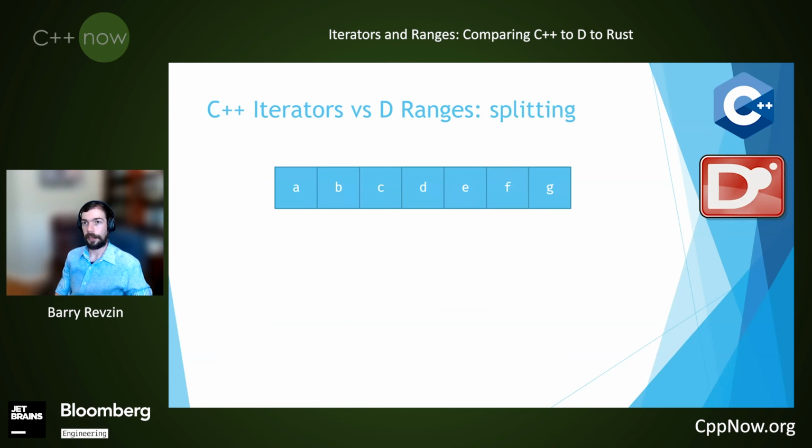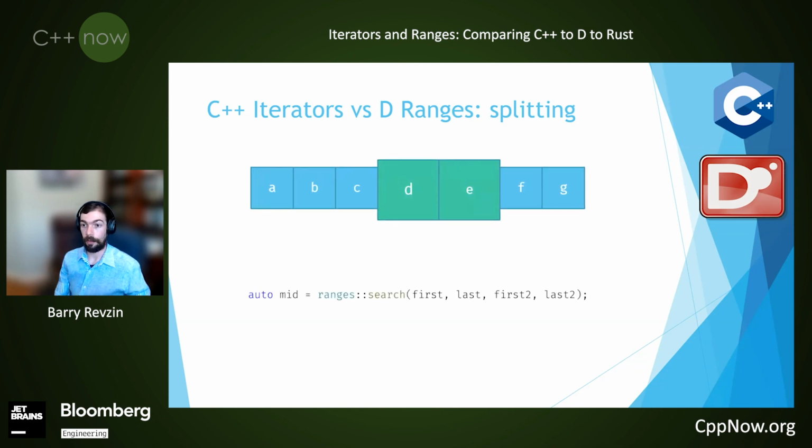So let's look at another example, and let's talk about splitting. Let's say I have a range. In this case, it has 7 elements in it. And what I want to do is search for some sequence in that range. In C++, that algorithm is called search. Let's say I'm searching for DE. The result of this algorithm is it gives me 2 more iterators. I already had first and last to start with, and the result of search gives me mid.begin and mid.end.